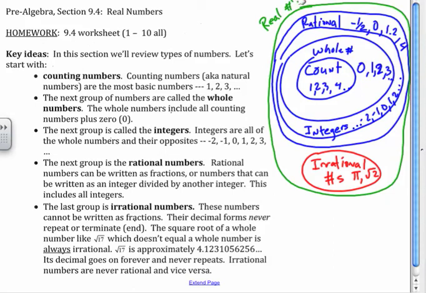Mr. Cortez, that means we must have some non-real numbers. We do. We'll talk about that later. The imaginary numbers are the complex numbers, but the real numbers are like this.